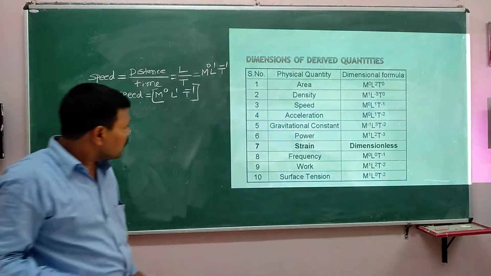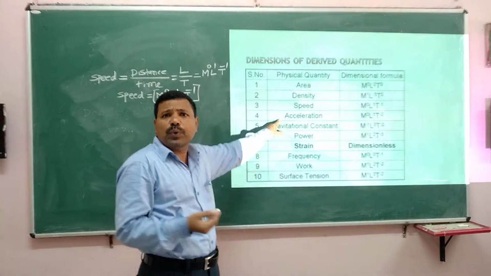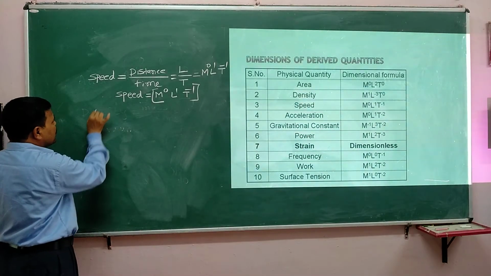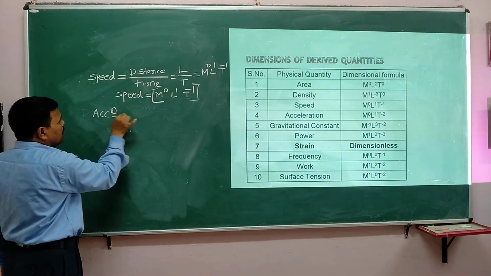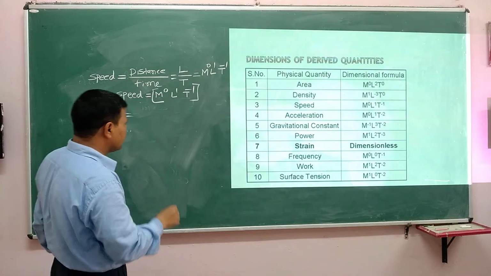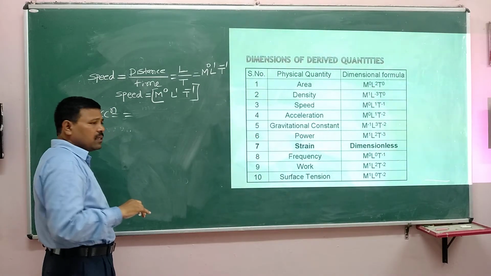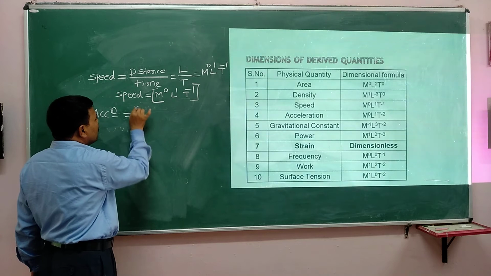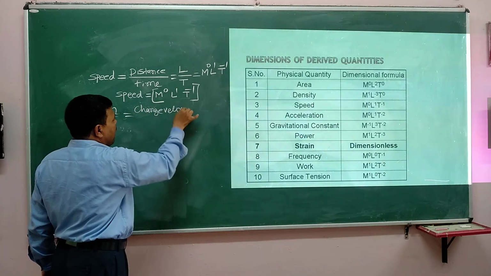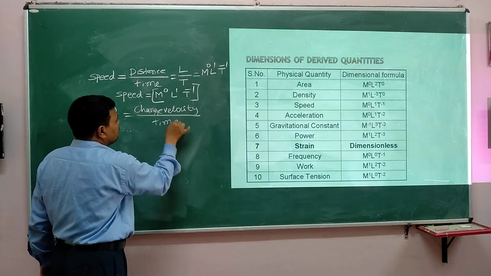Now let us look into the dimensional formula of acceleration. How do we write the dimensional formula of acceleration? Acceleration is equal to change in velocity divided by time taken.